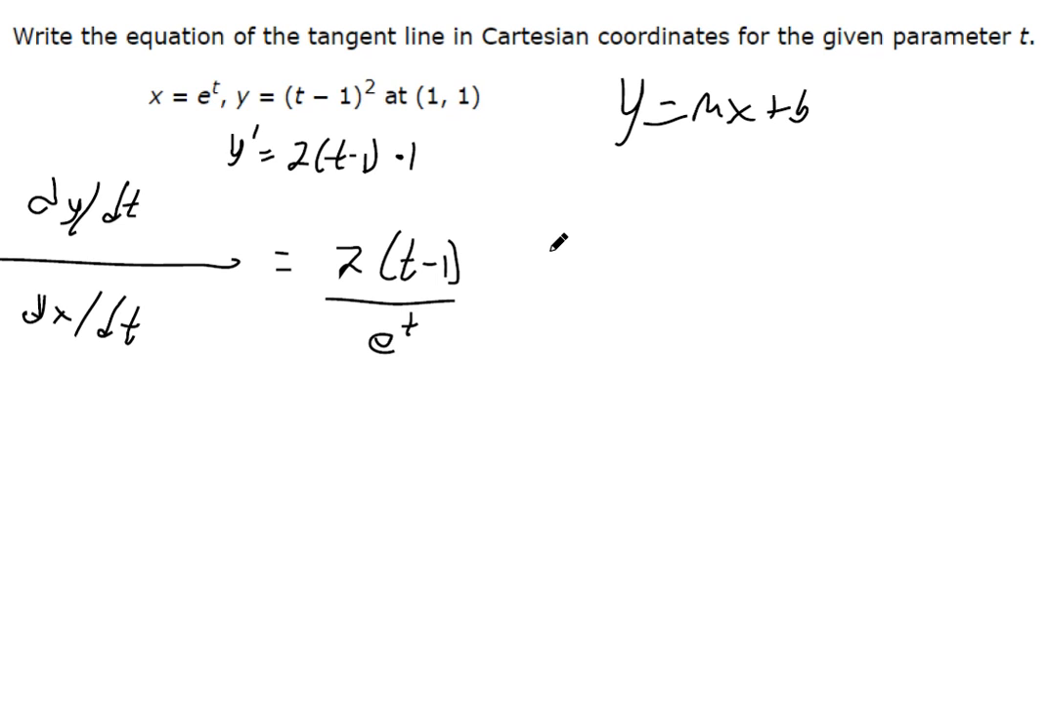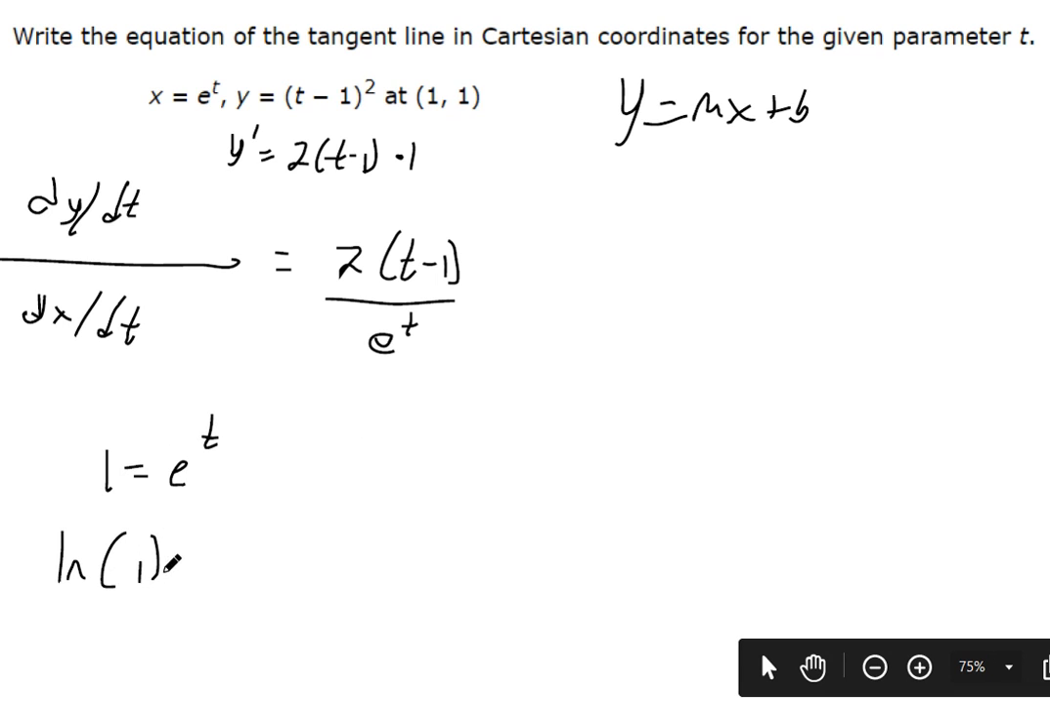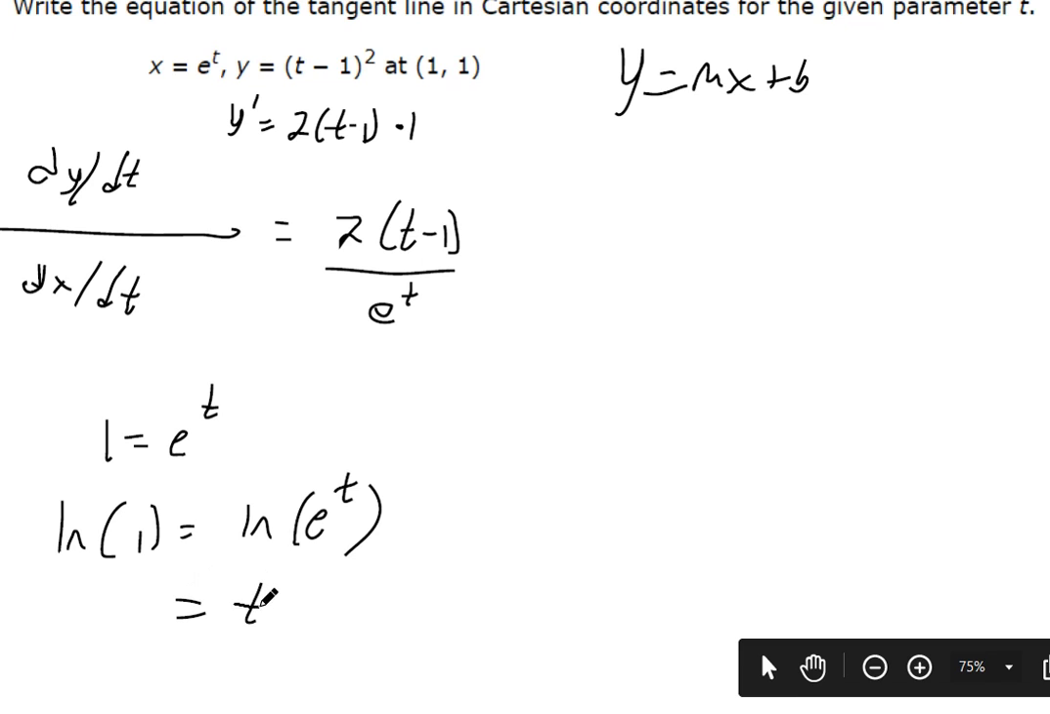And then they want the slope at 1, 1 for x and 1 for y. So if you plug in 1 in for x and solve that equation, 1 equals e to the t. So to finish solving, take a natural log of both sides, because natural log of an exponent of base e, those are inverses of one another, so it leaves us just t equals 0.